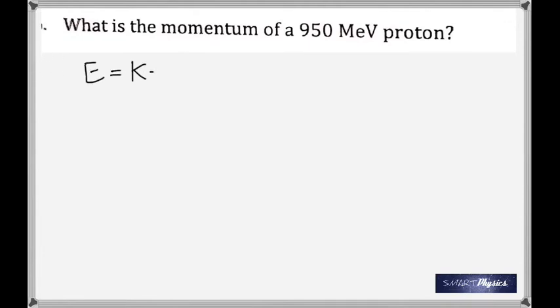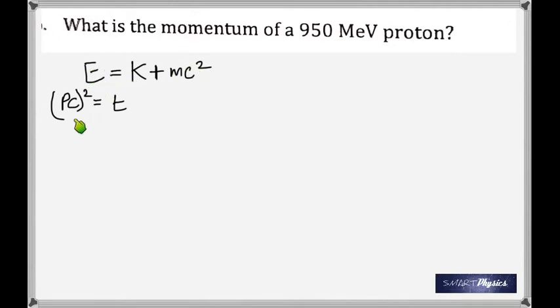So what is given is 950 mega electron volts, and we can write the total energy as the kinetic energy plus the rest energy. Because even if it's not moving, the proton has this much energy. That's called the rest energy. Now it's moving, so it'll also have kinetic energy. So if you add the two, you will get the total energy.